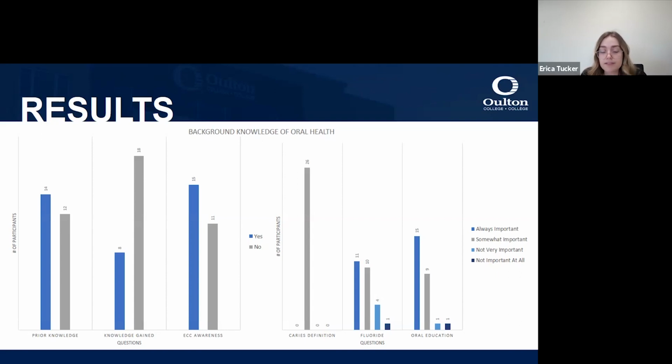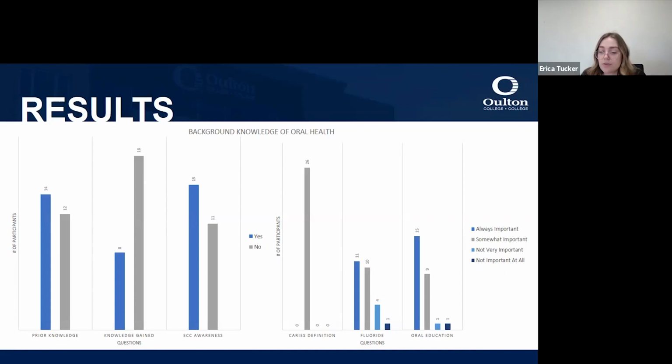And then 11 of them said no, they weren't aware of it. And then all of them were aware of what a cavity was. So the exact definition of a cavity, all of them knew exactly what that was. And then for fluoride importance, 11 of them said that it was always important. 10 of them said somewhat important. And then we had a select few that said that it wasn't important.